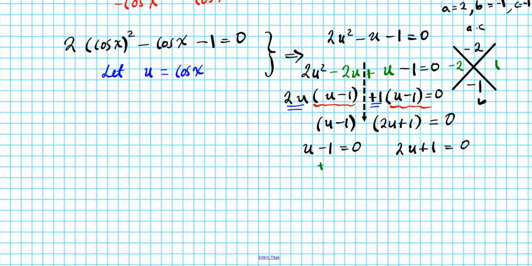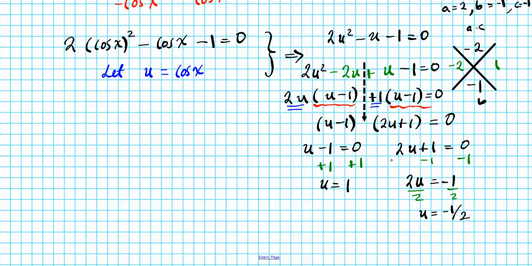To finish this up, you just simply add 1 to both sides, and you have u equals 1. And then here we subtract 1, get 2u equals -1, and then divide by 2. And then you have u equals -1/2.